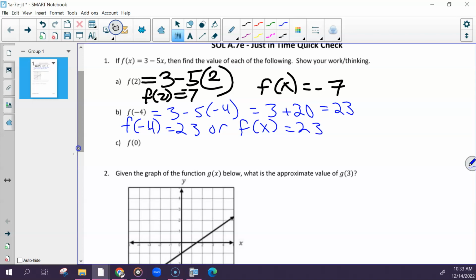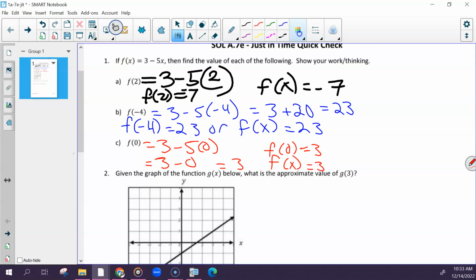Anyone want to do C? And then same thing, but here this would just become 0. So this would just become 3. So f of 0 equals 3, or f of x equals 3.